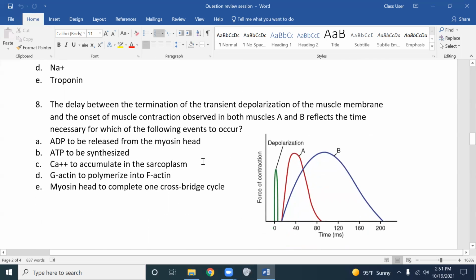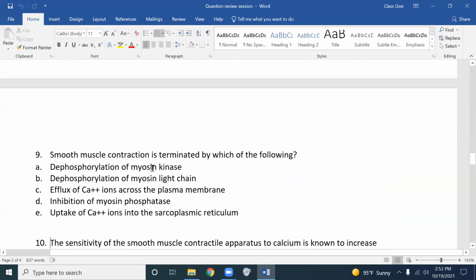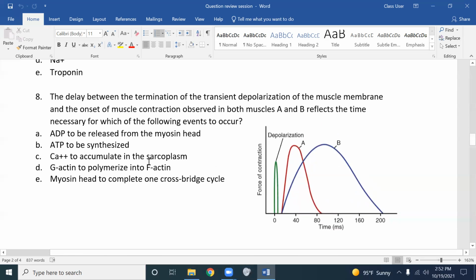Okay, next one. The delay between termination of a transient depolarization. So the green wave is the depolarization. There's the delay down here at the bottom. Okay, that delay, where are we? And the onset of muscle contraction observed in both muscles A and B reflects the time necessary for which of the following events to occur. C, calcium to accumulate in the sarcoplasm. Okay, next one. No, it can't be E.